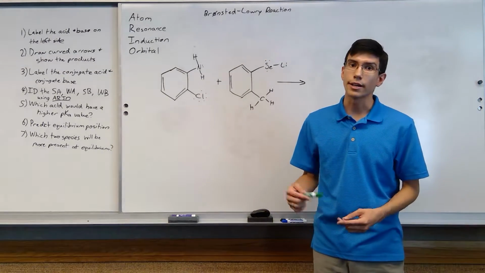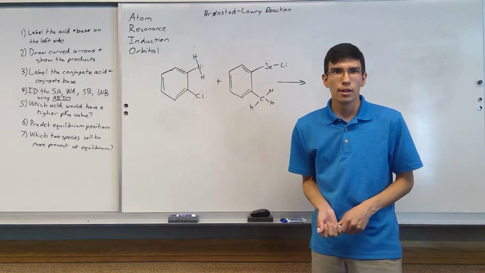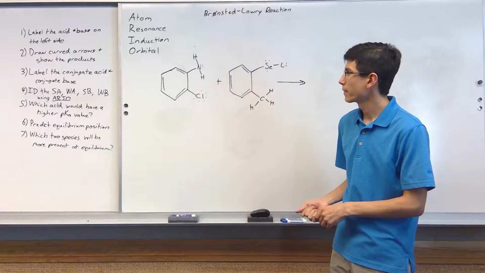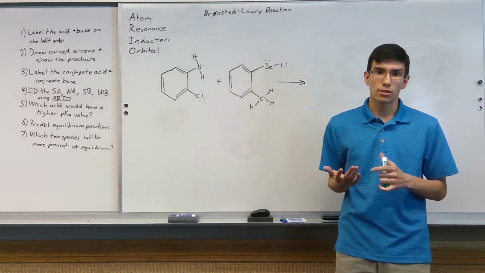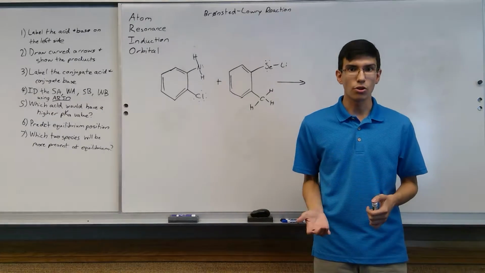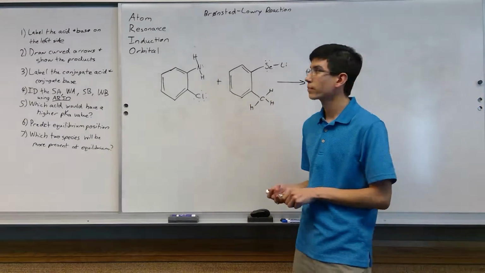I'm Isaac Leyva, and I'm going to show the Brønsted-Lowry reaction of these two molecules. First thing is to label the acid and base on the left side of the reaction. To do this, we need to know two things. First, the Brønsted-Lowry acid is a proton donor, whereas a Brønsted-Lowry base is a proton acceptor.